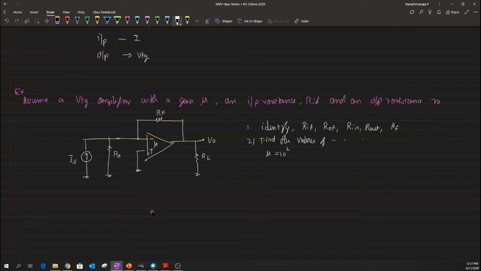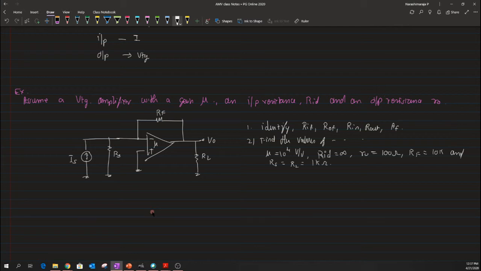Okay, so I'm not writing those things, but we will just use them for the case where we have a mu value which is equal to 10 to the power 4 volt per volt, and then later we'll assume that the value of RID is infinity, input impedance, but the output impedance has a finite value which is 100 ohm, and the feedback resistance value of 10k, and both the source as well as the load are assumed to be 1 kilo ohm.